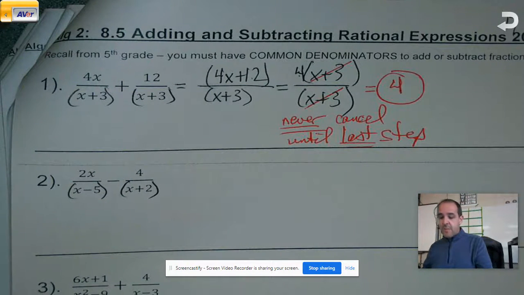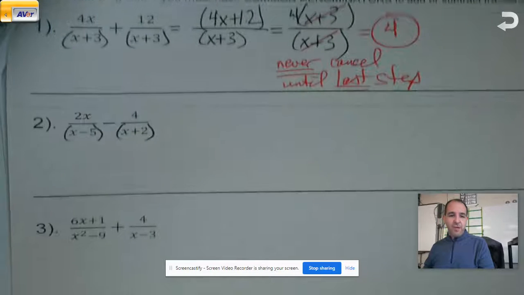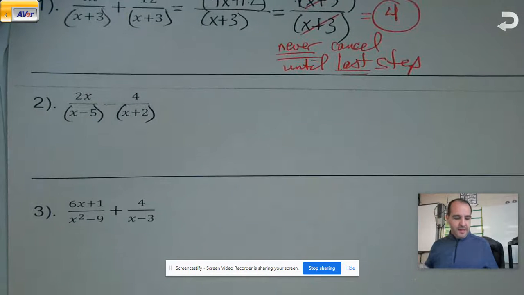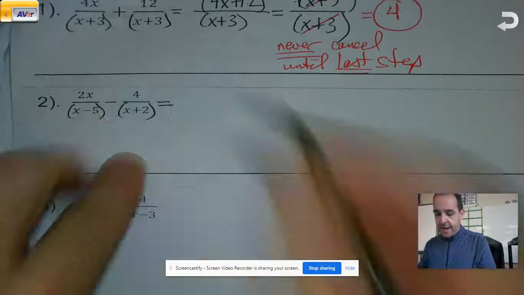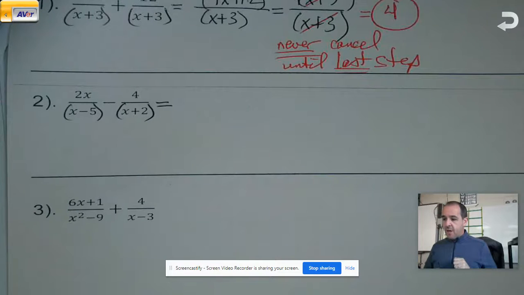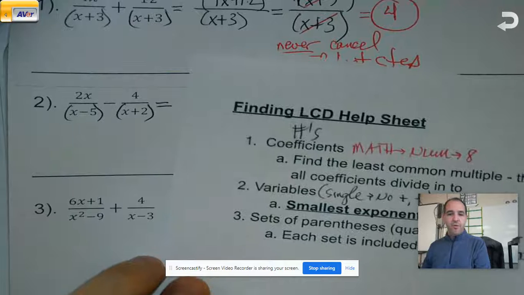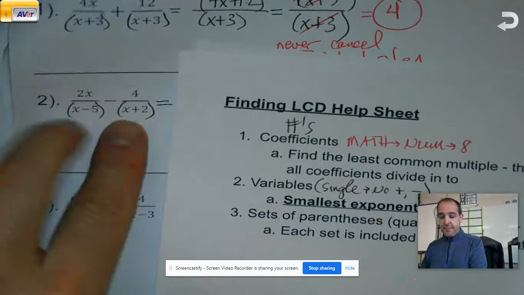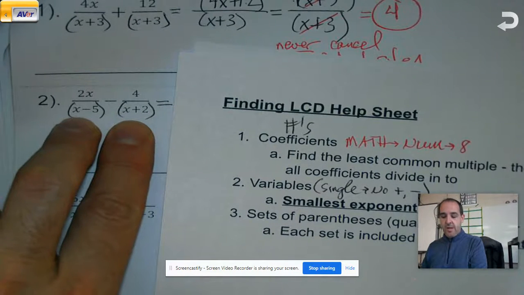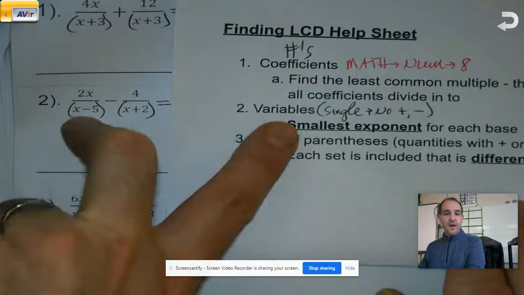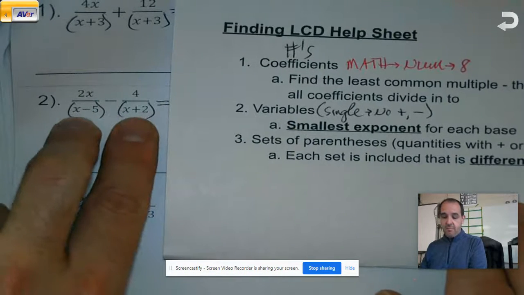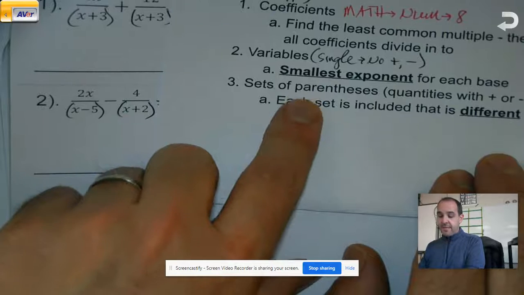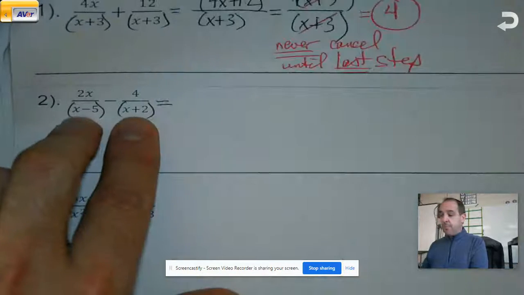Okay. Problem 2, now we're going to have to start doing a little work. So I look here, and again, when I'm trying to figure out my common denominator, reminder from when we were finding our LCDs before. Pull the new help sheet. Coefficients, again, we're just looking at the denominators, don't have any. Single variables, don't have any. Sets of parentheses, each set that's different is part.